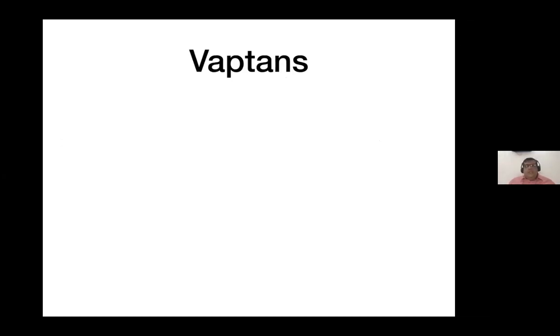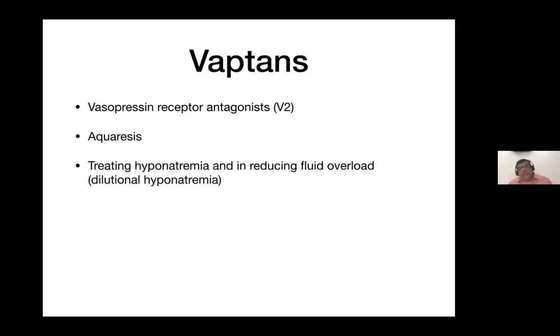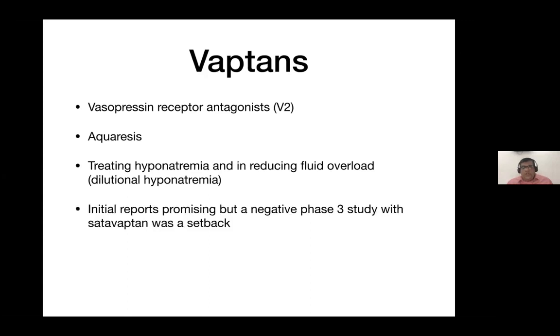Then we come to Veptans, which are V2 receptor antagonists. They are very, very tempting to use because of the aquaresis, that is loss of just water without loss of sodium. And therefore, we are all tempted to use it in patients with dilutional hyponatremia, because you can treat hyponatremia as well as reduce the fluid overload, because these are the patients where you cannot right now use diuretics. The only thing that you can do is restrict their fluid intake and wait for the sodium to correct. Very often it takes a long time for the sodium to correct in these patients.